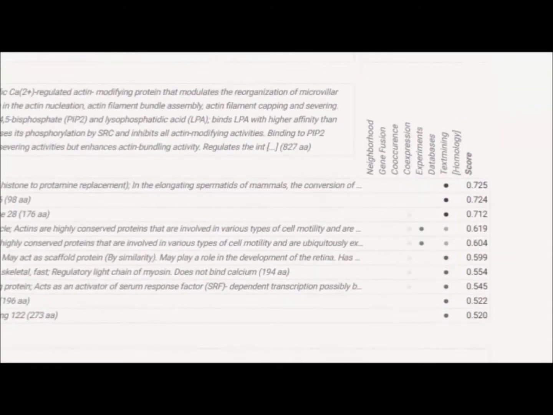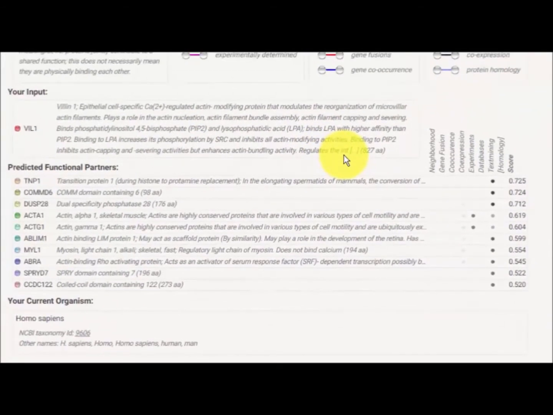And so you get a lot of information related to all the proteins. It tells you a little more, and these are the other proteins that are in this particular network. It comes from the NCBI taxonomy ID 9606. There's nothing new about that. It's just the taxonomy ID for Homo sapiens.